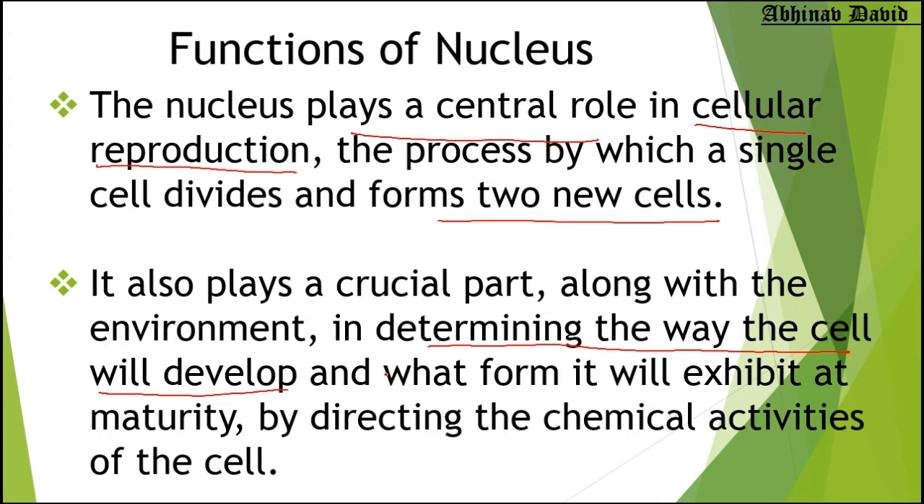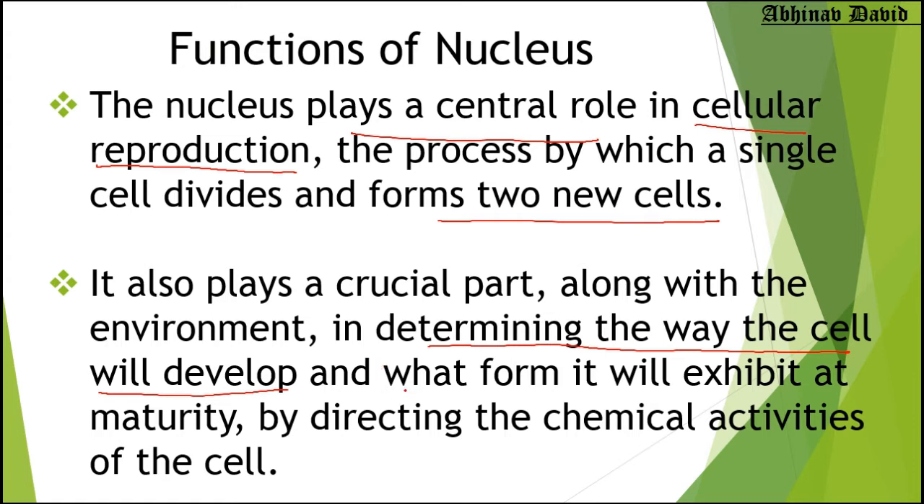Now, an embryo contains different types of cells. So how are these different types of cells formed? How from one cell are different types of cells formed? How does that one cell, called the zygote, change into different types of cells, or how does it lead to the formation of different types of cells? That is controlled by the nucleus.